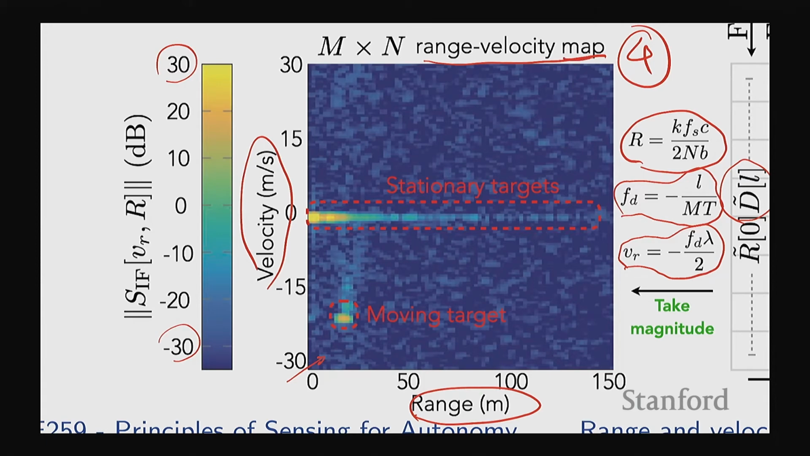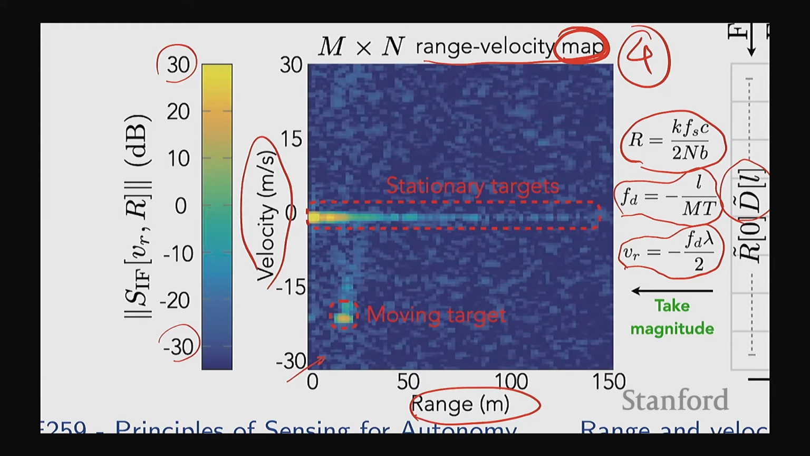It is called a range velocity map, but note, it's not the map that we intend. It's just the term used in radar terminology. It's not a map in the sense of a geometric representation of what the scene looks like, because we haven't done direction of arrival yet. But it's still very useful because it tells you a lot of information.